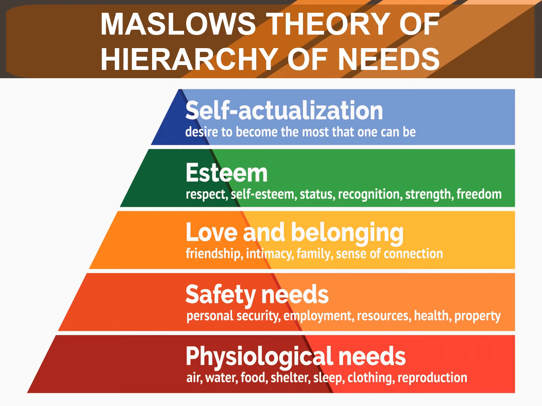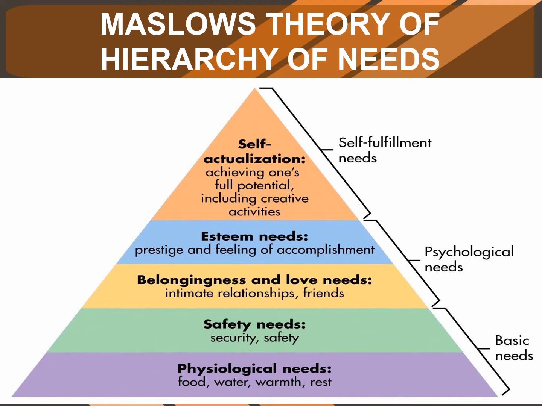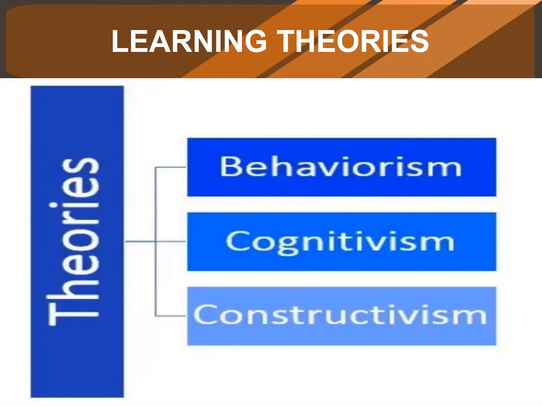So those are the pyramid of needs, from physiological to self-actualization. So take note, we have the physiological needs, the safety needs, love and belonging. We also have esteem and also self-actualization. So that is just an example of Maslow's theory of hierarchy of needs. Then now let's proceed to the learning theories.